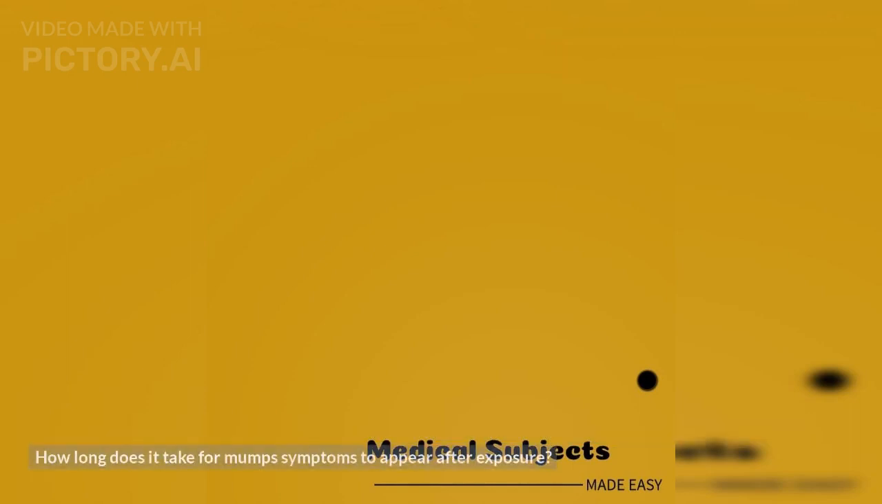8. How long does it take for mumps symptoms to appear after exposure? Around 14 to 18 days. 9. Can people with mumps transmit the virus if they have no symptoms? Yes, they can still spread the virus to others. 10. What complications can arise from mumps? Orchitis, inflammation of the testicles, meningitis, encephalitis, and deafness.